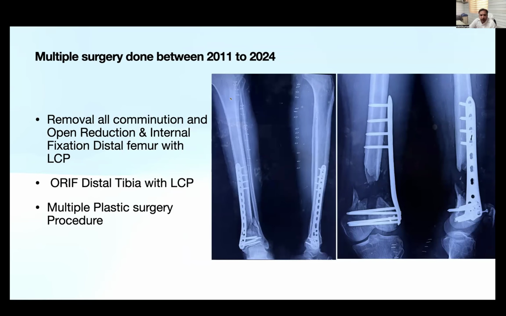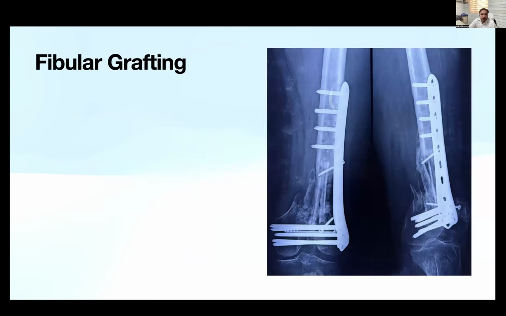They didn't put anything like a bone cement spacer. Then the distal tibia was fixed with a plate, and multiple plastic surgery procedures were done. Later, they put a non-vascular fibula graft along with bone grafting in the same gap. Then the patient was allowed to walk, and he was walking with no medial support.